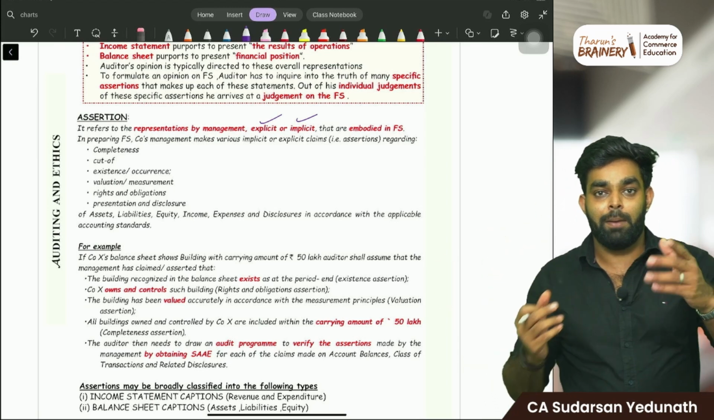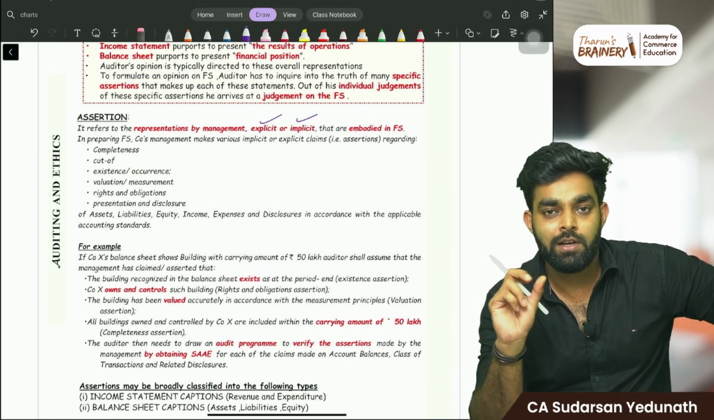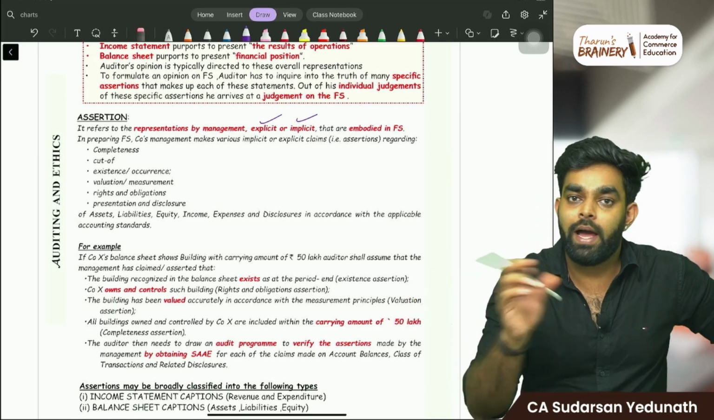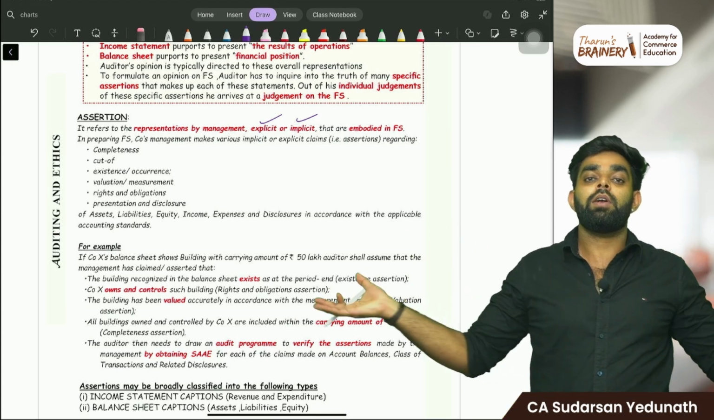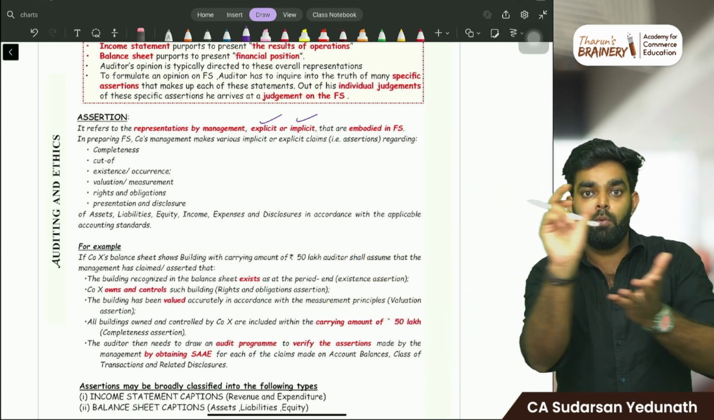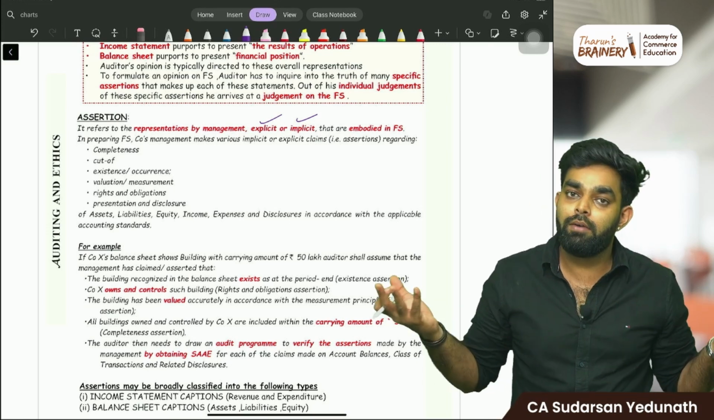Imagine a company doesn't have plant and machinery. So what will be there in the balance sheet? The plant and machinery item will not be there. So what are you understanding from that? The company does not have plant and machinery, right? In the balance sheet, no plant and machinery is mentioned. So what does that mean? The company doesn't have plant and machinery.